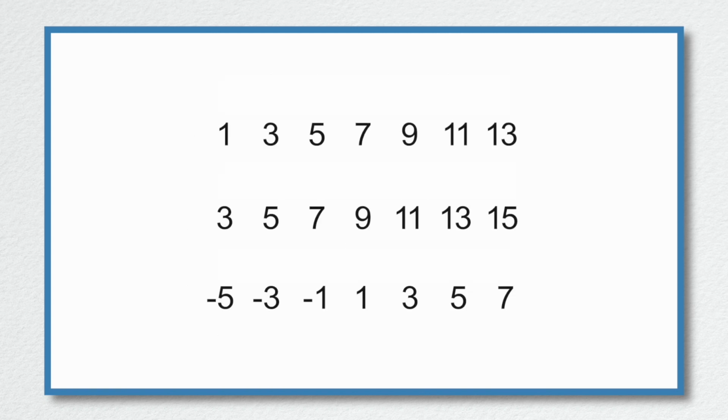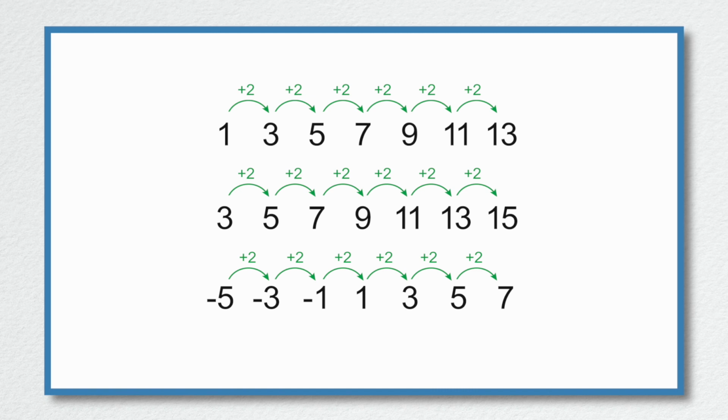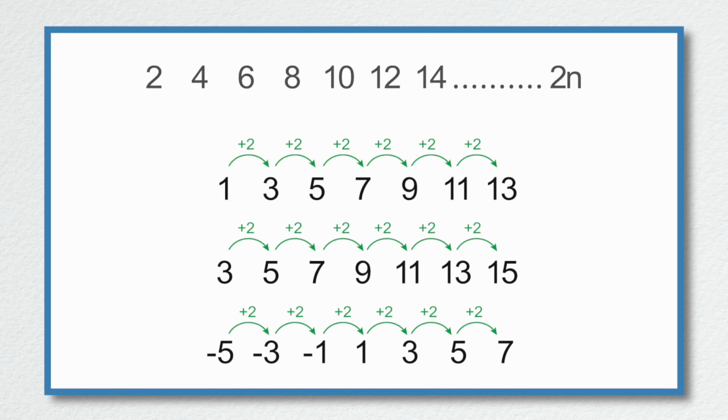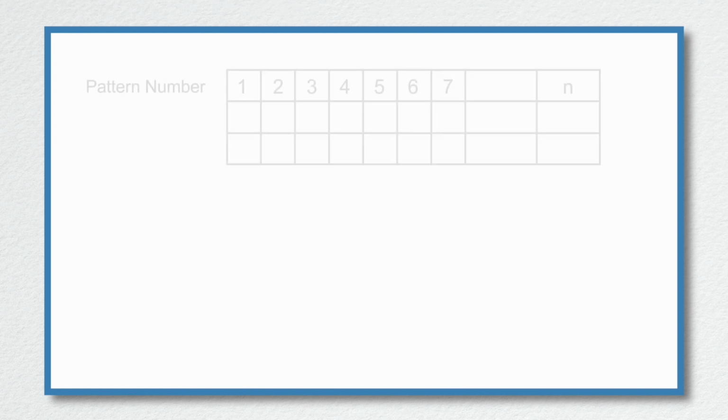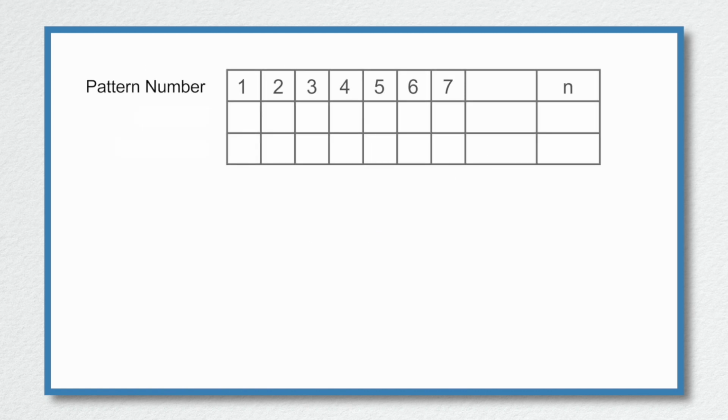Here are some arithmetic progressions. We can see that in each case, to get to the next number in the sequence, you add 2 each time. I'm immediately thinking of the 2 times table. So we're going to use the 2 times table to help us find the general rules for these 3 sequences. In each case, I'm going to use a table. I'm going to write down the pattern number 1, 2, 3, 4, 5, 6, 7, and so on, all the way up to n. Here's our 2 times table, 2, 4, 6, 8, 10, 12, 14, all the way up to 2n. And here's our sequence, 1, 3, 5, 7, 9, 11, 13, and so on.